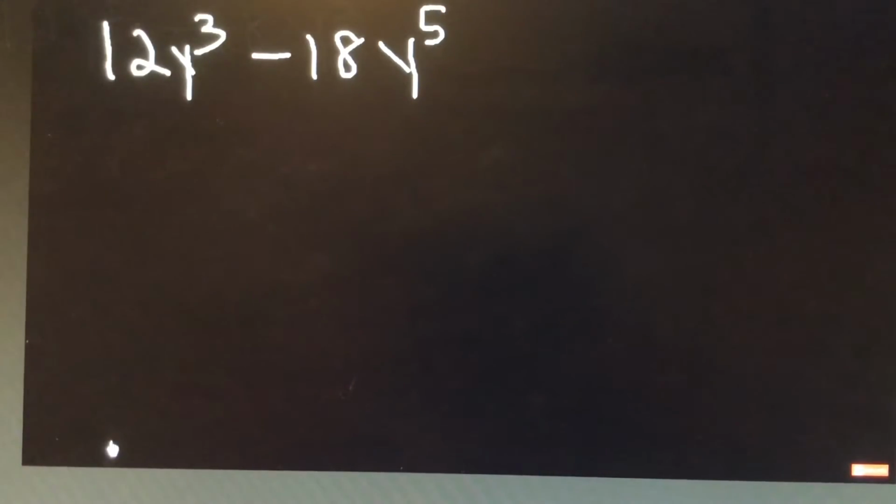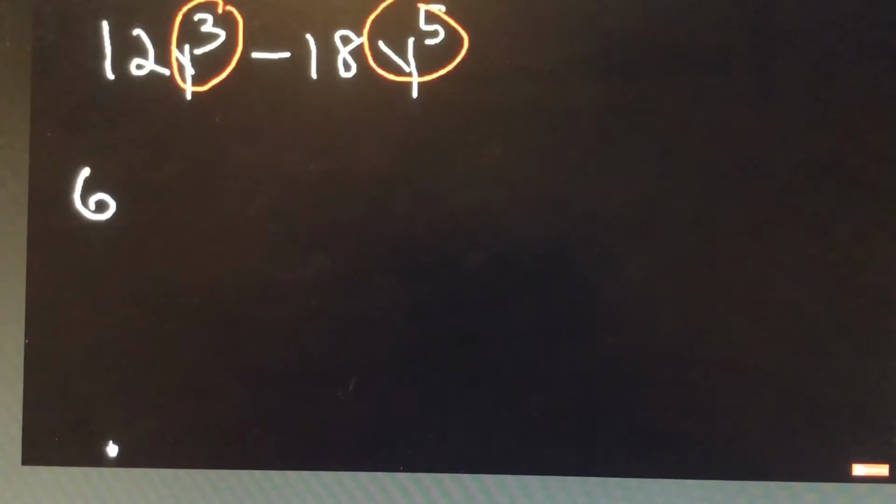Minus 18y to the 5th. So what is the GCF between 12 and 18? 2 can go into 12 and 18, so can 3, but also 6, and 6 is the greatest of those three. So the GCF will contain a 6. Between y to the 3rd and y to the 5th, the GCF is the one with the smaller exponent, so it's going to be y to the 3rd.